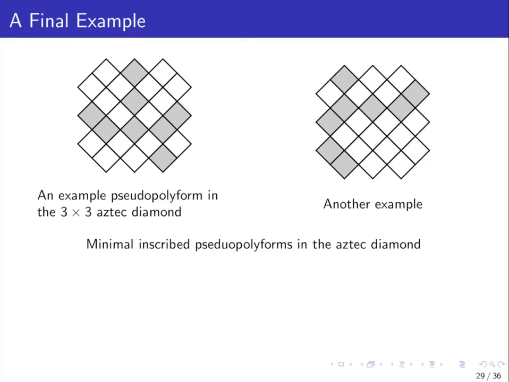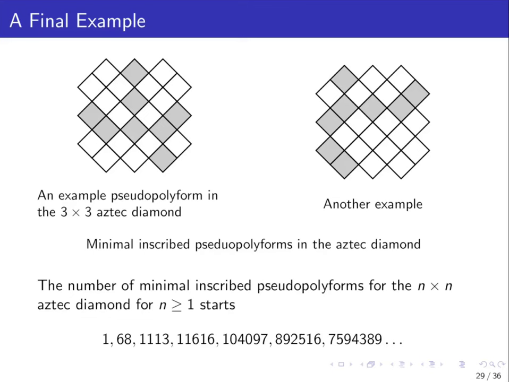Here I've provided some examples of pseudo-polyforms in the 3x3 Aztec diamond. So we can get a little bit more familiar with what these specific objects look like. And just like before, we can start talking about the number of pseudo-polyforms for a specific size. We can compute that the number of minimal inscribed pseudo-polyforms for the n by n Aztec diamond, starting at n equals 1, begins 1, 68, 1,113, 11,606, and so on.